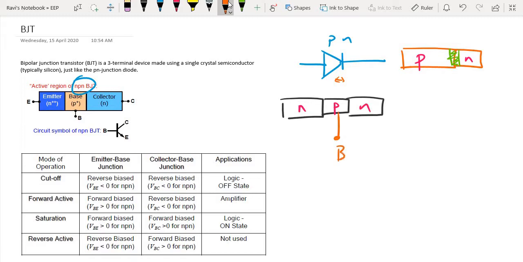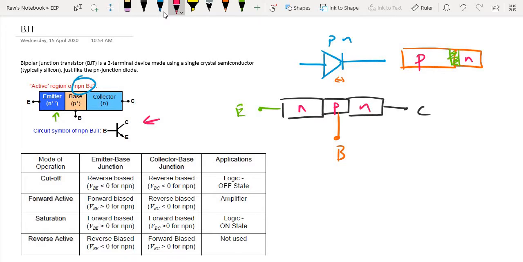Then on one side, where it is more heavily doped, as you can see here, N++, we call it the emitter. The other side, which is also N but a bit lesser doped, we call it the collector. In terms of the symbol, this is how the symbol looks. In schematics and circuit diagrams, you probably see this as the symbol for the BJT.